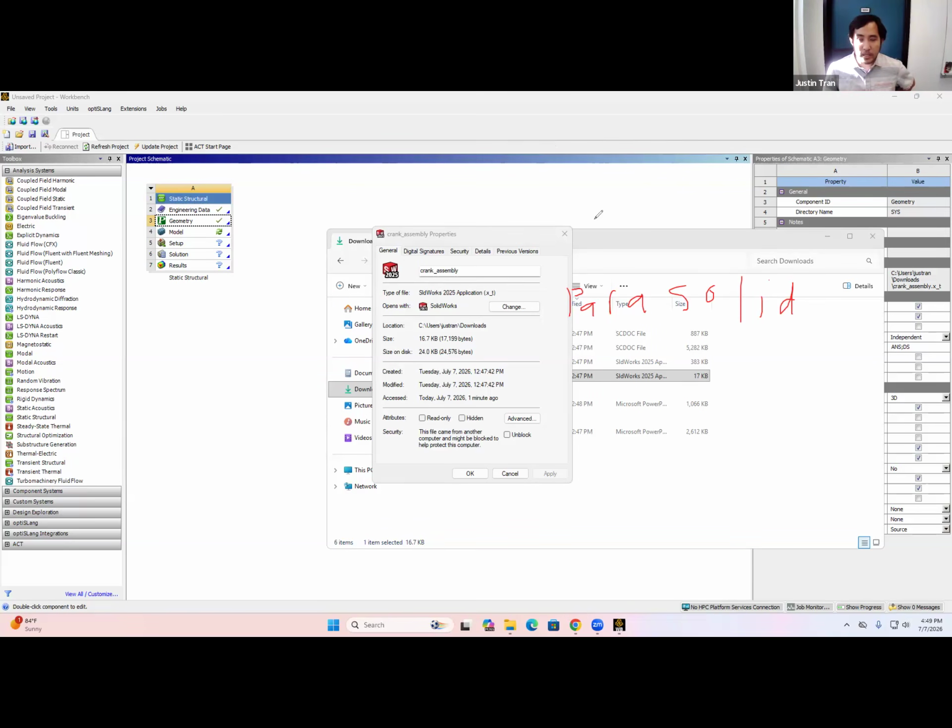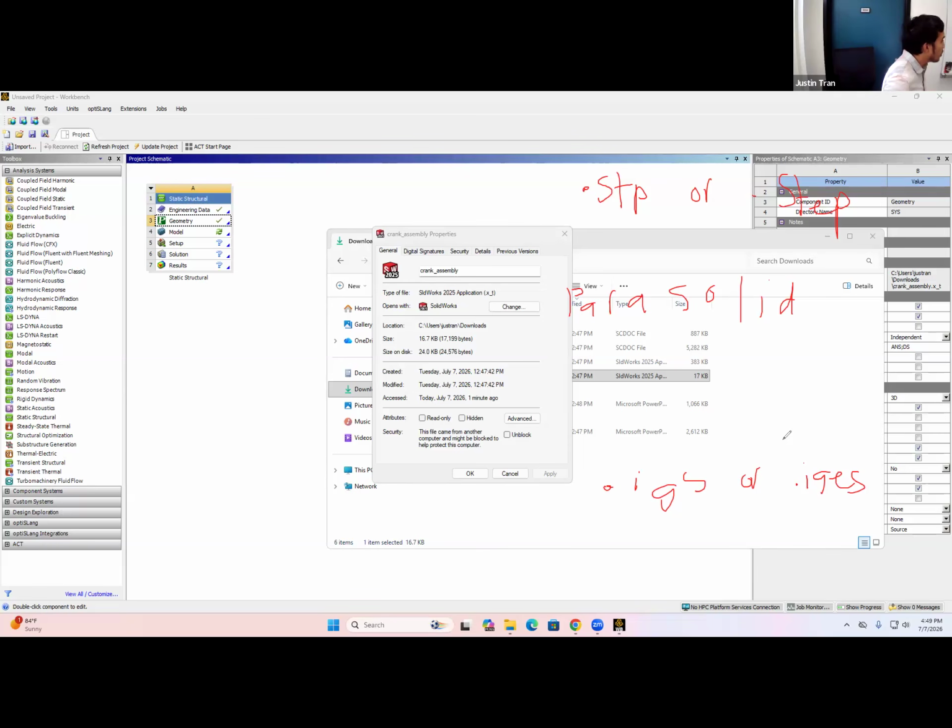Other types of file formats that can work within ANSYS, a very common one is a step file. And so that's .stp or .step for step. Okay. And so SolidWorks should be able to export a geometry file in that format as well. Okay. Another common one is an IGS file, so that's .igs or .iges. Okay. So that's another very standardized CAD file format.